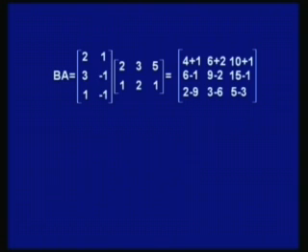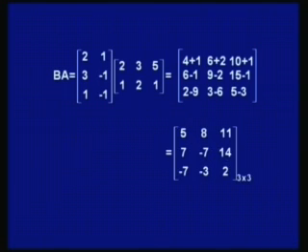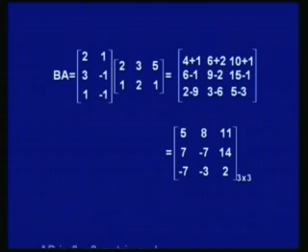So, while AB is a 2 by 2 matrix, BA is a 3 by 3 matrix, and since the orders of AB and BA are not the same, there is no question that AB is equal to BA; they cannot be equated. So, although the product AB is possible and the product BA is also possible, they are not the same.